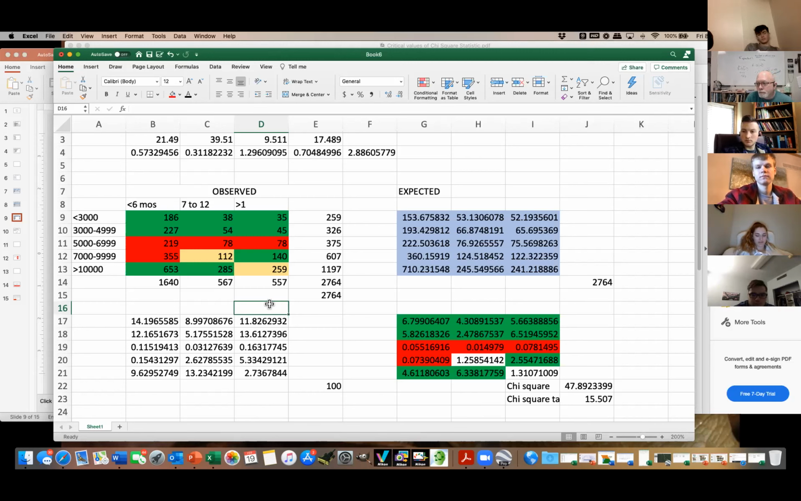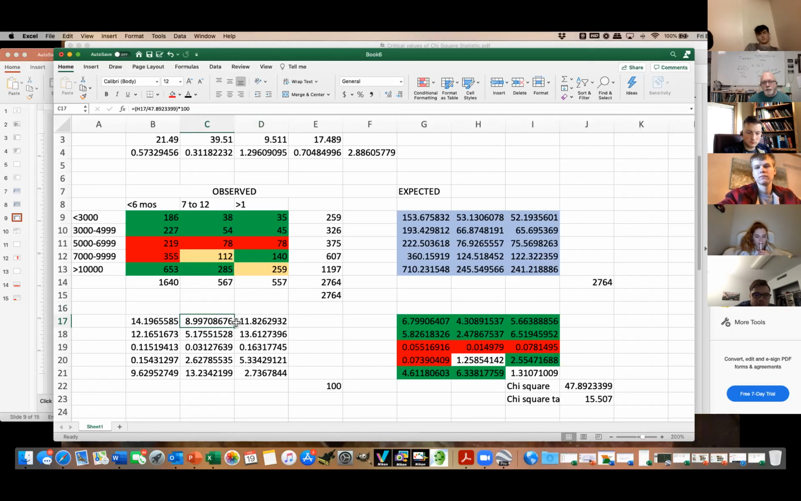All right, questions? Can you just click on one of the boxes that aren't highlighted so I can see the formula again? Yeah, one of these? Yeah. Yep.